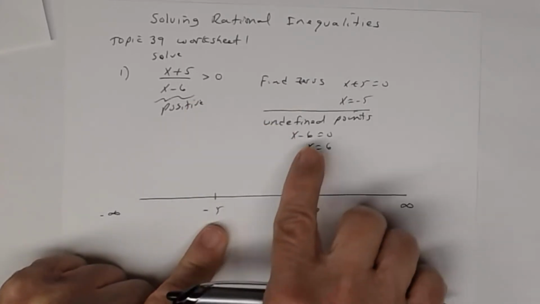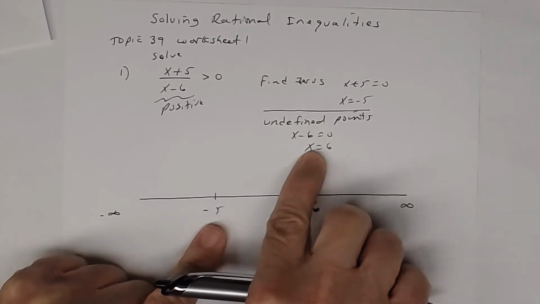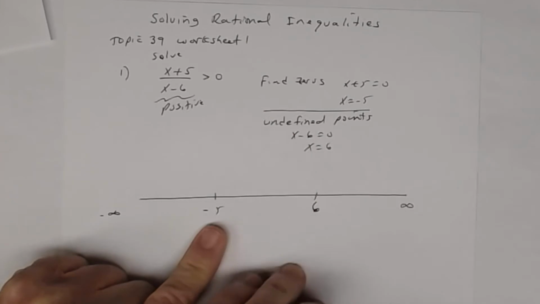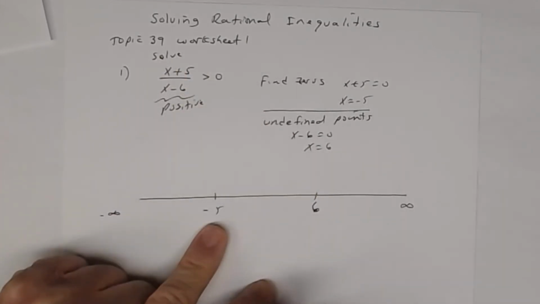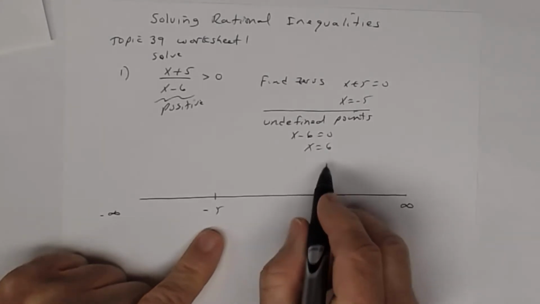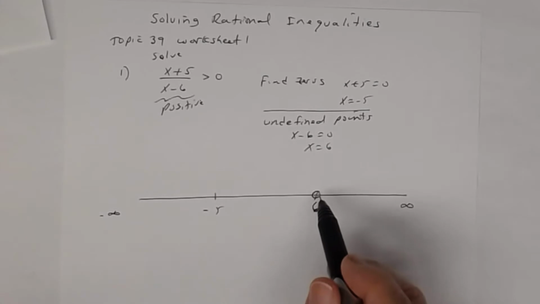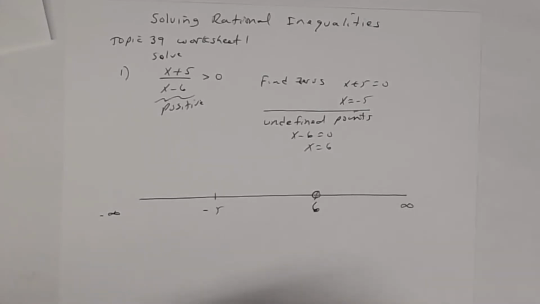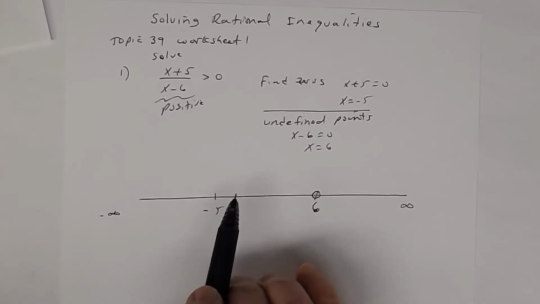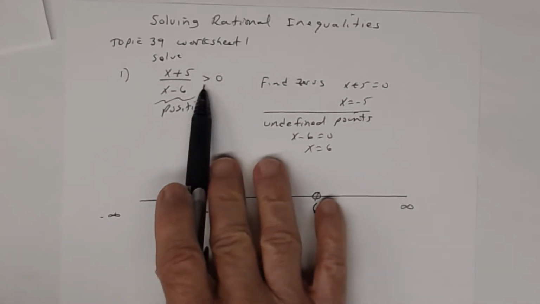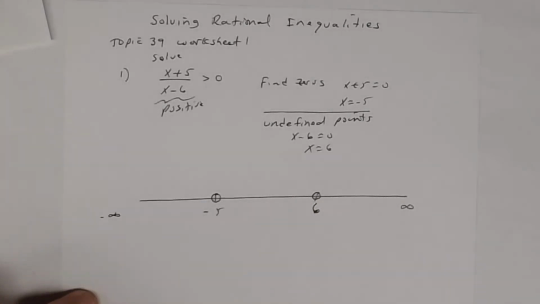All right, so remember, undefined points are never solutions to this rational inequality, because that's where this rational expression is undefined. So automatically on 6, for the undefined points, I'm always going to put an open circle, so that cannot be a solution. The zeros may or may not be a solution depending on if you see an equal sign here. So since there's no equal sign, -5 will also be an open circle.